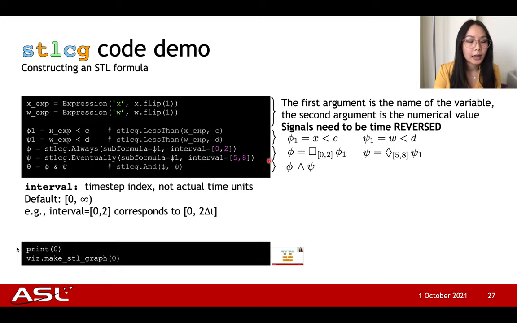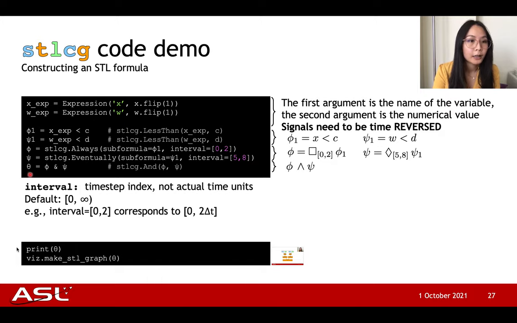And then you can see that here we have defined a time interval. An important thing to note is that these time intervals are referring to indices and not the actual time units. So an interval of, say, 0 to 2 actually corresponds to a time interval of 0 to 2 times delta t, where delta t is your time step for your particular application.